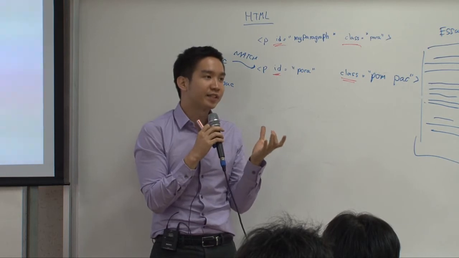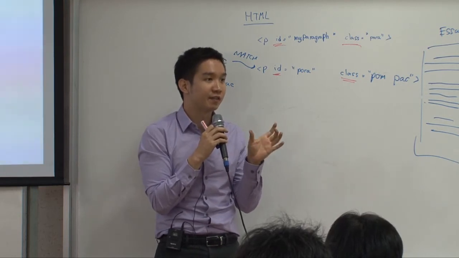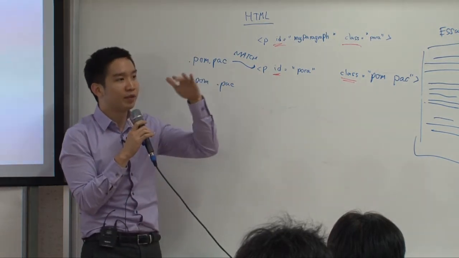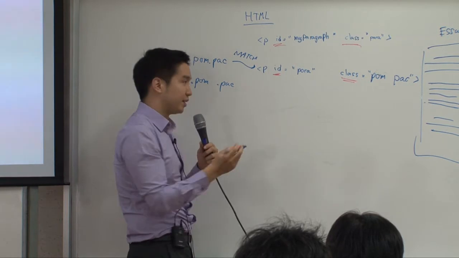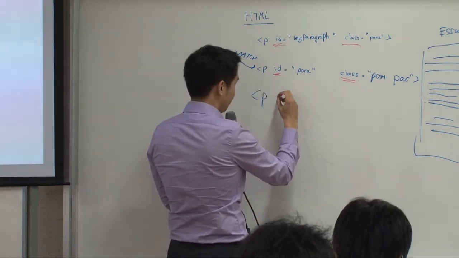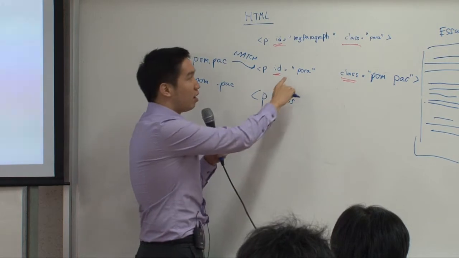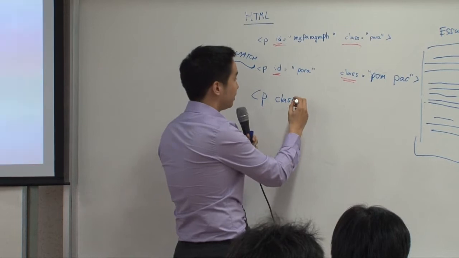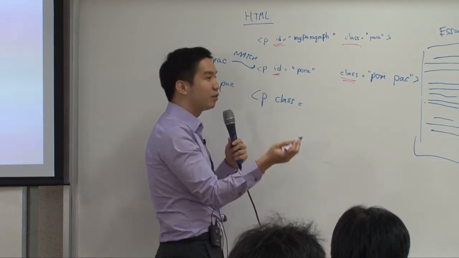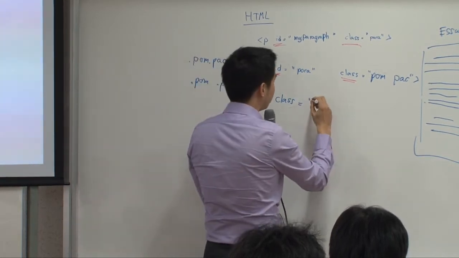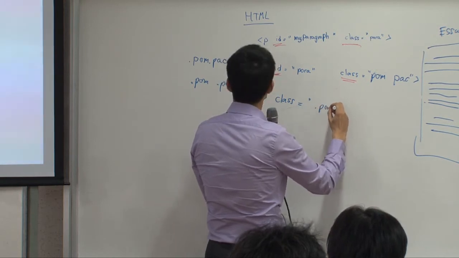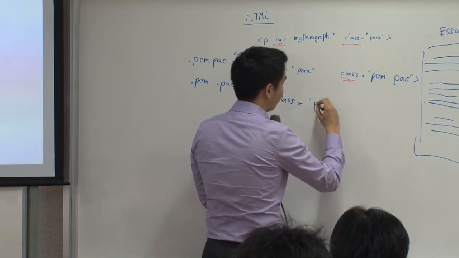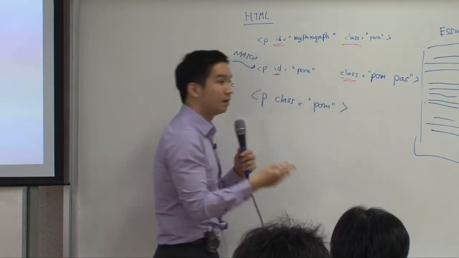The next concept that you have to understand about CSS selectors is the concept of hierarchy. By hierarchy, we mean when you have elements within another element. Like this. By the way, ID and class are all optional. You do not need to have them, okay? You can have class, you can have ID, you can have both, or you can have neither. It's totally fine. So let's take a look at this example. We have P with class POM, right?